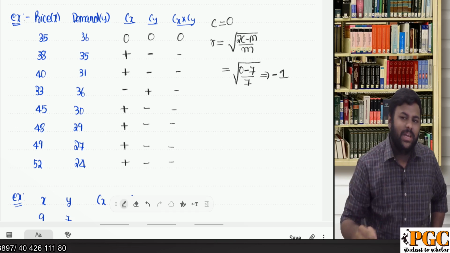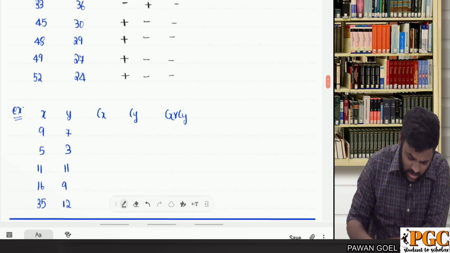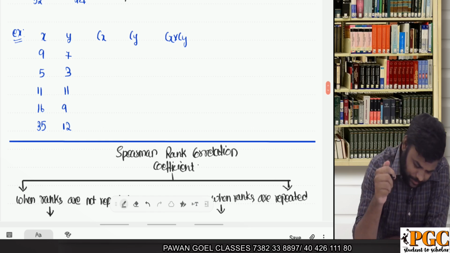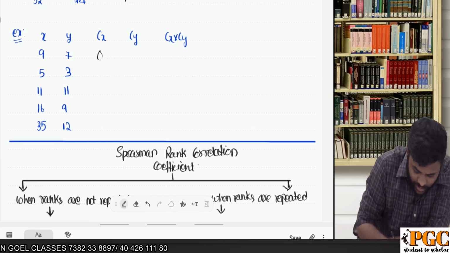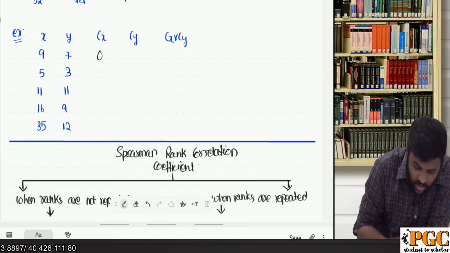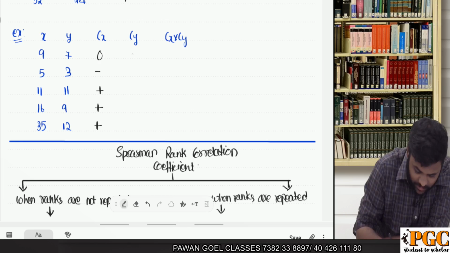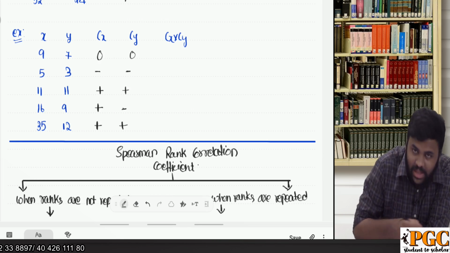I hope the point is clear, my dear friends, how we are supposed to compute the correlation under concurrent deviation method. Now let us try to apply this method in one more example. Is there any number for comparison? No. 9 to 5, what's happening? It's decreasing. 5 to 11, increasing. 11 to 16, increasing. 16 to 35, increasing. Now let us see for y. There is no number for comparison. 7 to 3, decreasing. 3 to 11, increasing. 11 to 9, decreasing. 9 to 12, increasing.